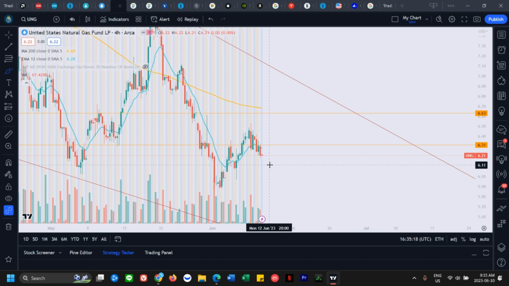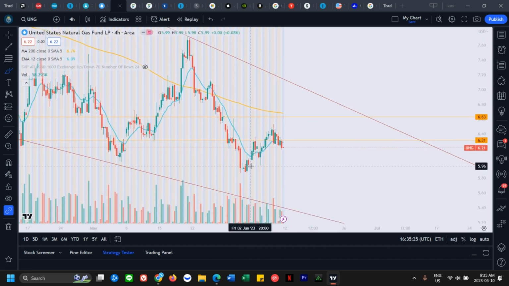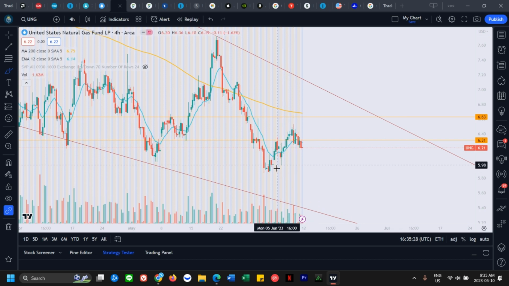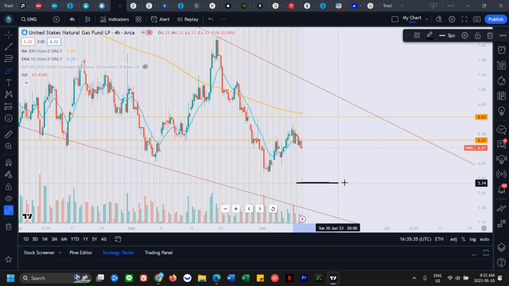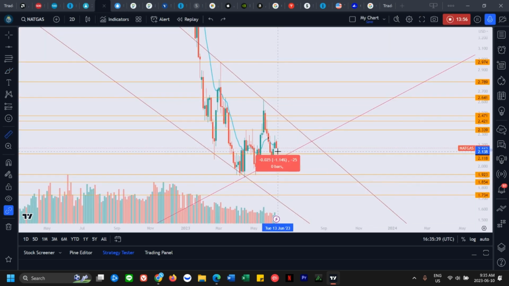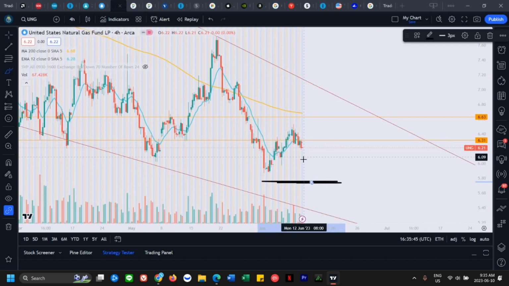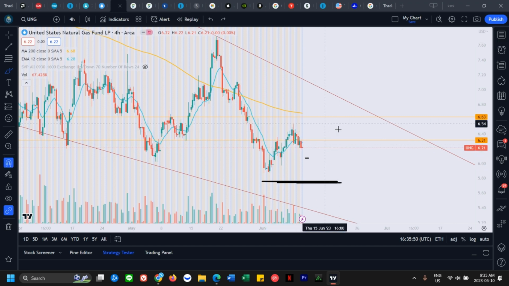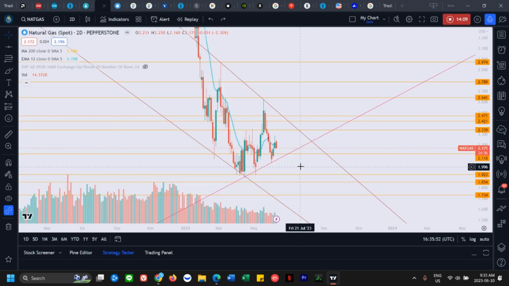The 4 hour is also in a downtrend, see here, as well. So that quadruple bottom is the most important for me. If that holds, the UNG is probably going to be trading around this level. If this quadruple bottom holds, if this pink line holds, then UNG will likely be holding this pivot. So we can potentially bounce as well.